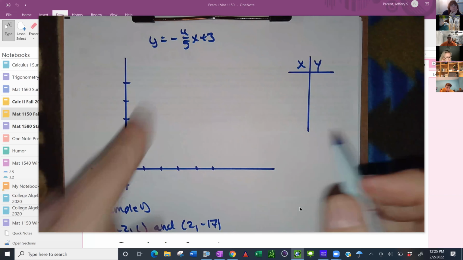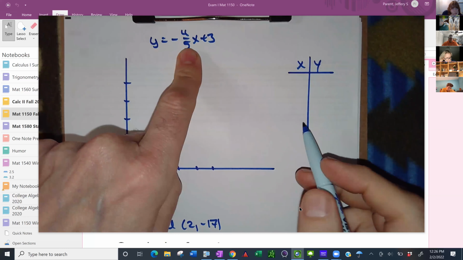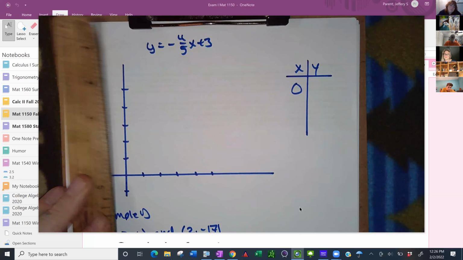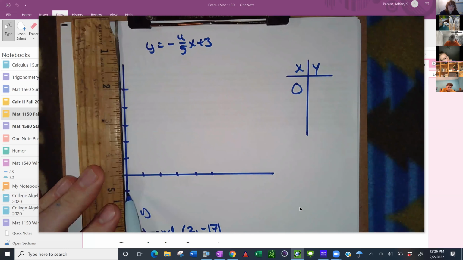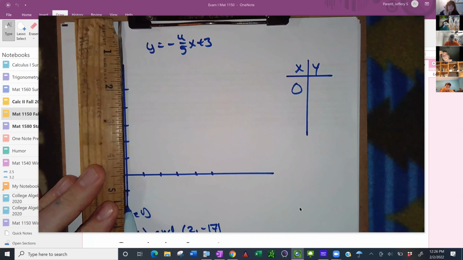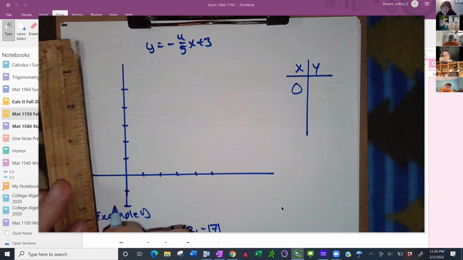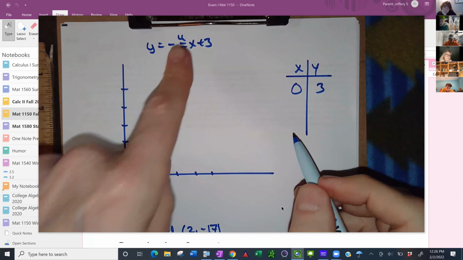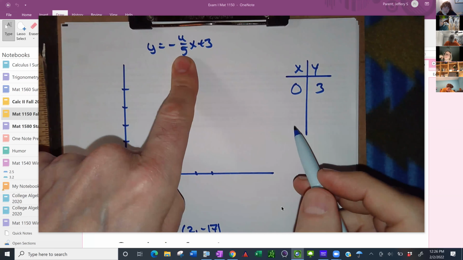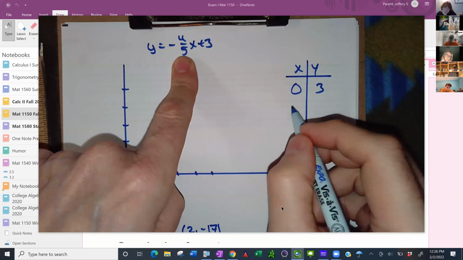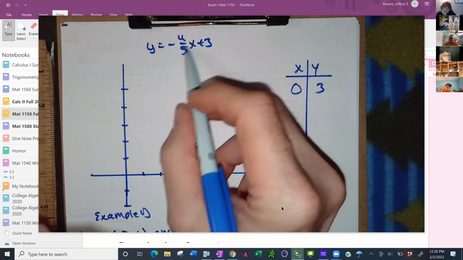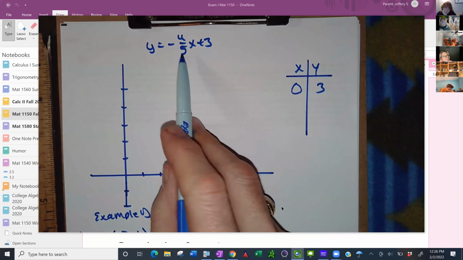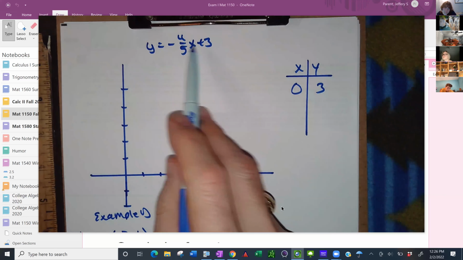Now, one convenient point would be plugging in x equals 0. If I plug in an x equals 0 here, what do I get for y? Anyone work that out for me? Good. 0 and 3. Now, another convenient point, I don't want to put in 1 because then I have to deal with a fraction. But if you put in something that would cancel this denominator, then that might work out a little bit easier. Can anyone think of a number that I could put in for x that would help this denominator to disappear?